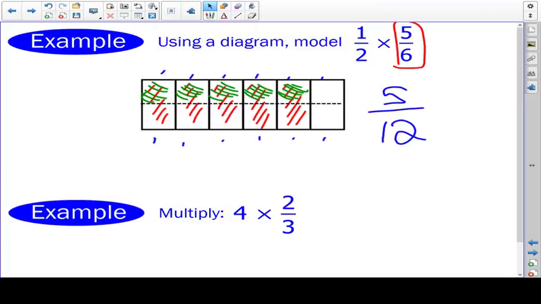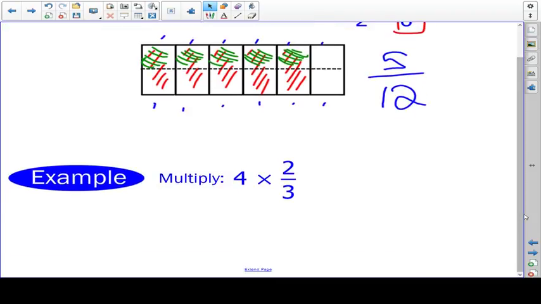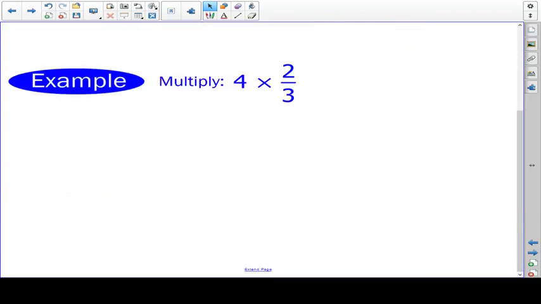Next one. 4 times 2/3. When we're multiplying a whole number like 4 by a fraction, we write the whole number as a fraction. Any whole number can be written as a fraction if we use 1 as the denominator. Okay? So it's like 4 over 1. And then we just follow the rules for multiplying fractions. So how do we multiply fractions? Well, all we do is we go top times top.